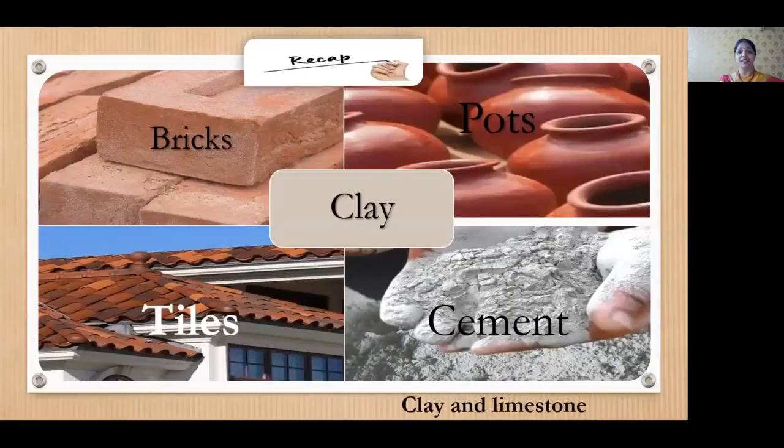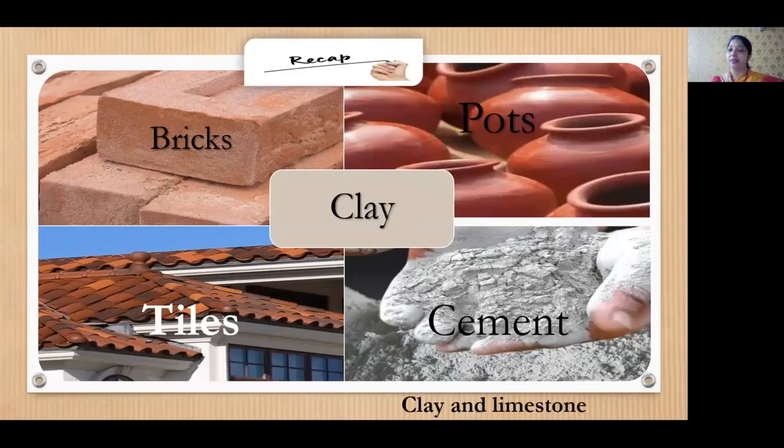Children, in the previous session, we discussed that clay is used to make bricks, pots, cement, and tiles. Bricks and pots are made of clay, right? Then we learned about the process of making pots and bricks. You learned that pots are baked in an oven. What is that oven called? Kiln, right? After baking, the pots are polished and decorated.